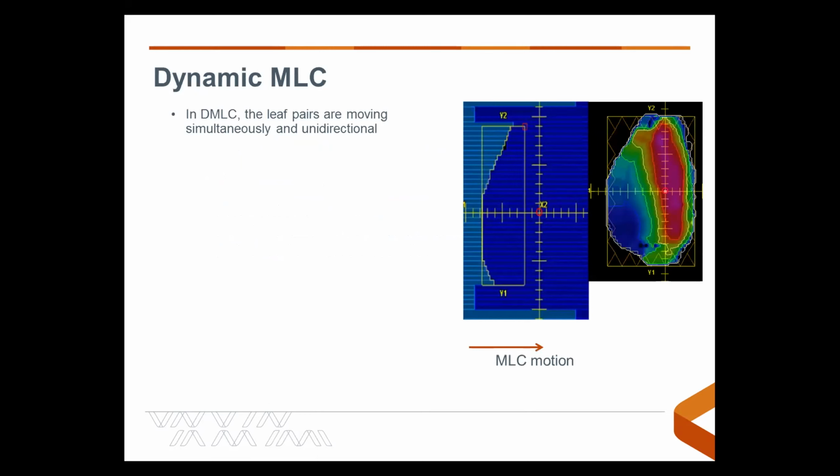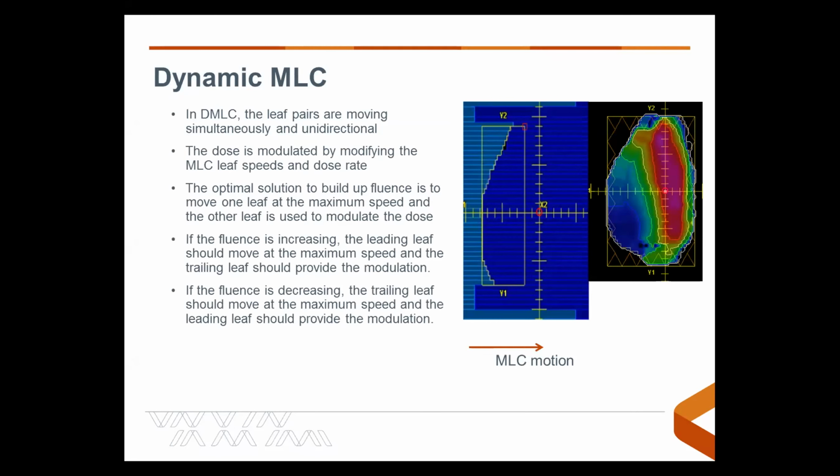So the second treatment technique is dynamic MLC. In dynamic MLC, the leaf pairs are moving simultaneously and unidirectionally. So the dose is modulated by modifying the MLC leaf speeds and dose rate. And then the optimal solution is to build up the fluence by moving one leaf at the maximum speed, and then the other leaf is used to modulate the dose. So if the fluence is increasing, the leading leaf should be moving at the maximum speed, and the trailing leaf should be providing modulation, and the opposite is true if the fluence is decreasing.